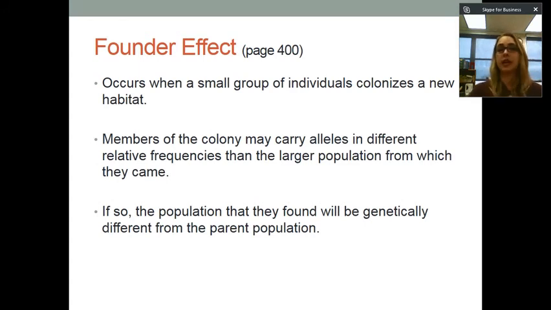If we use an example of 20 individuals that are shipwrecked, and possibly 10 of the individuals have red hair. We know that 50% of the main population does not have red hair, but if they colonized that new island, you would have an island filled with redheads eventually, and that would not be representative of the mainland population at all.